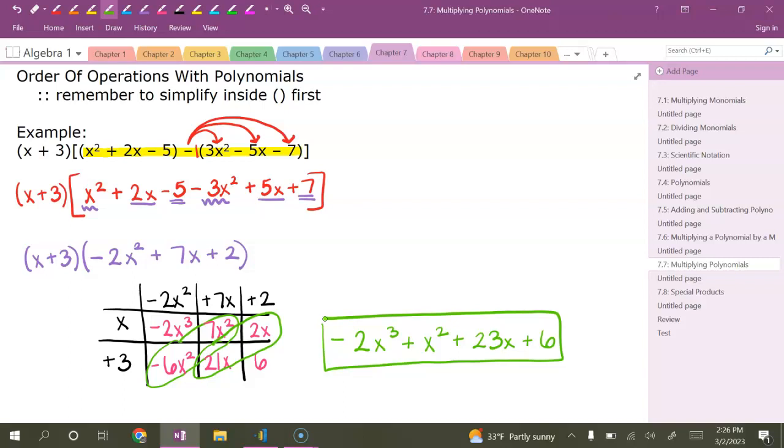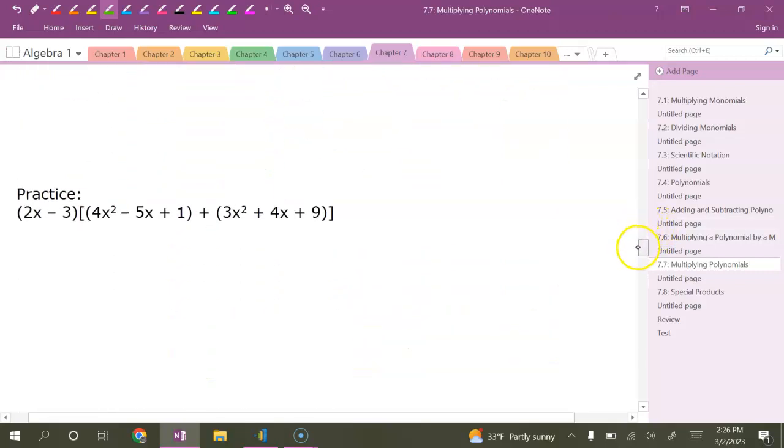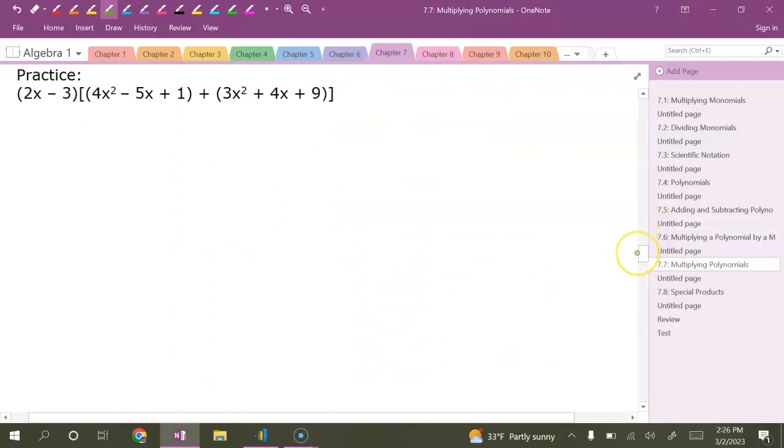So you should start to see those connections between being able to do all these different types of operations with these polynomials. I want you to go ahead and take a minute or two and try to do this problem. Again, this might take you a little bit of time, so pause your video and then come back and keep watching to see how it should have turned out.